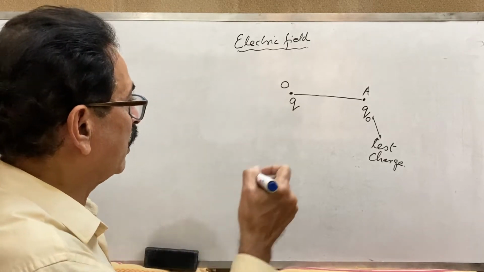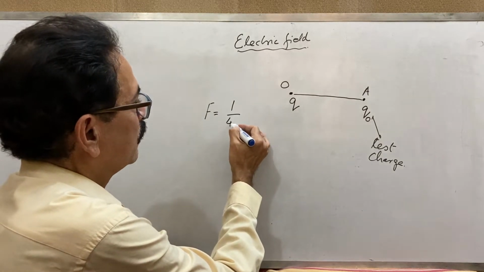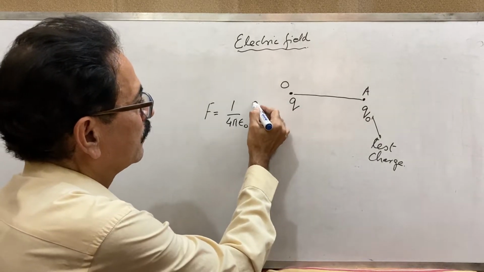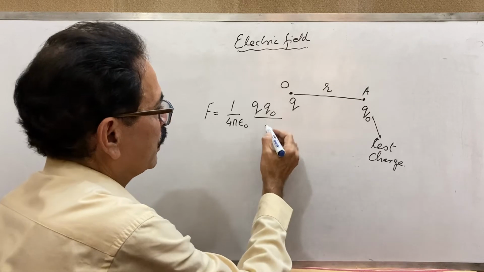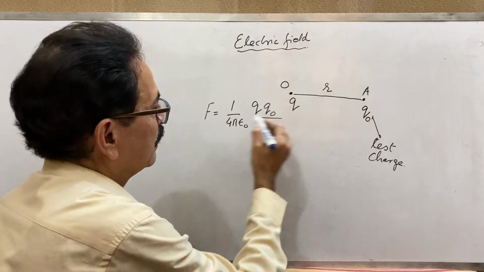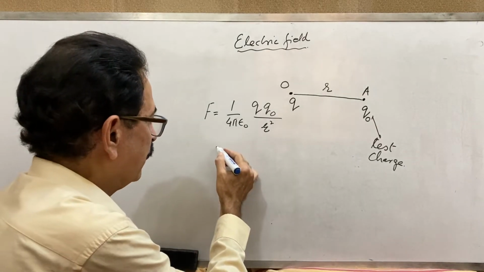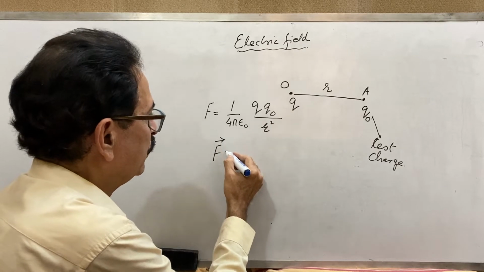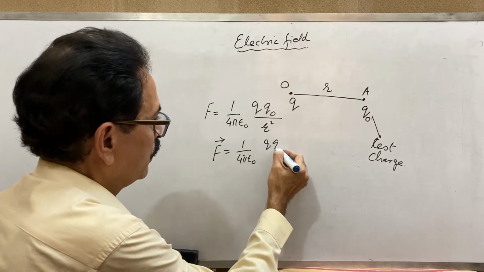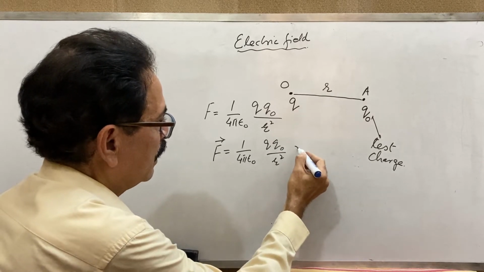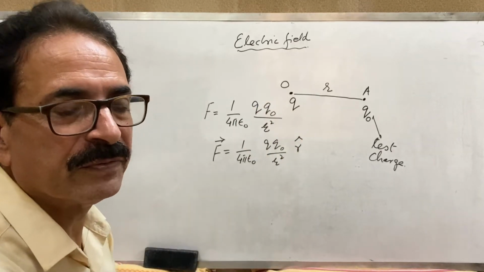That force, according to Coulomb's law, F is equal to 1 upon 4 pi epsilon naught Q Q naught upon R square, where R is the distance from here to here. This part is the magnitude part of the force. And if we write the direction also, then F is equal to 1 upon 4 pi epsilon naught Q Q naught upon R square, and we write here R cap. This R cap is the unit vector which shows the direction of the force.